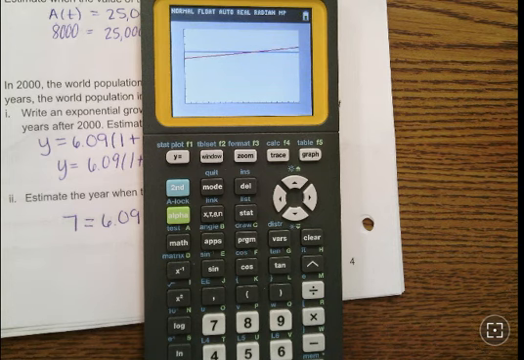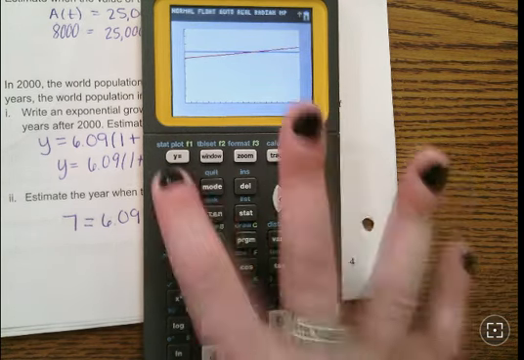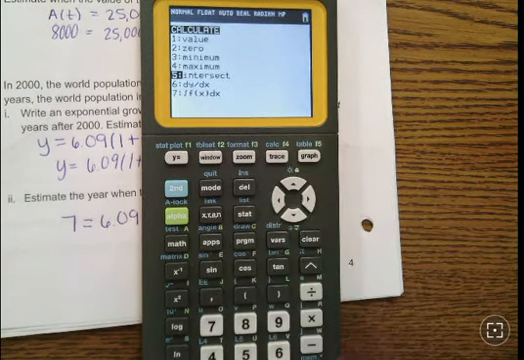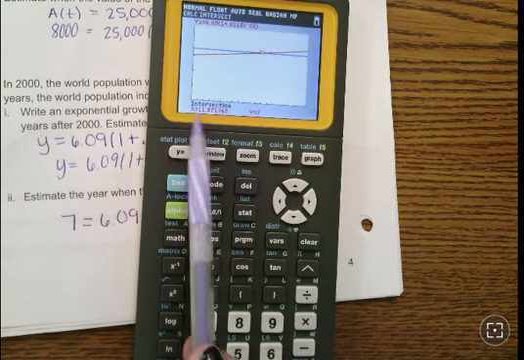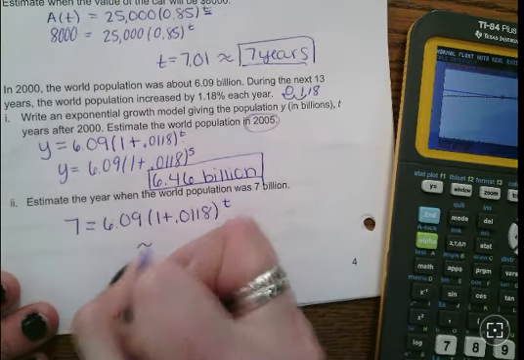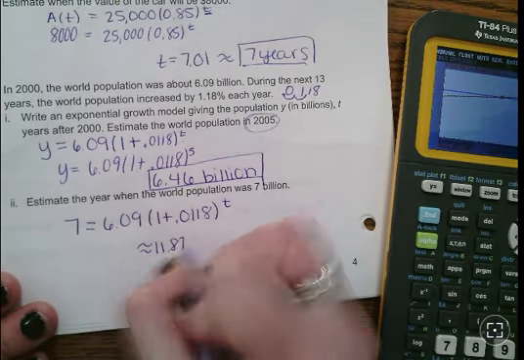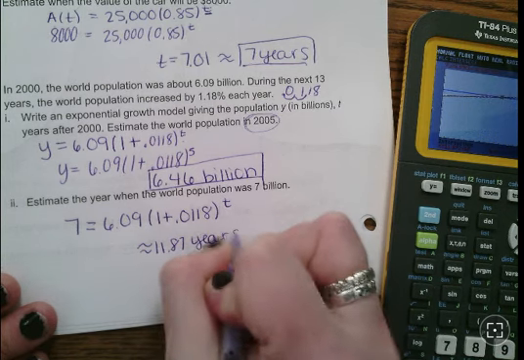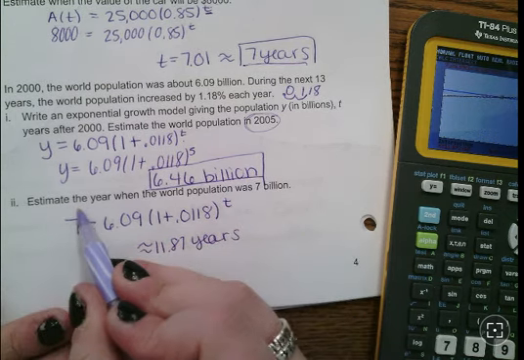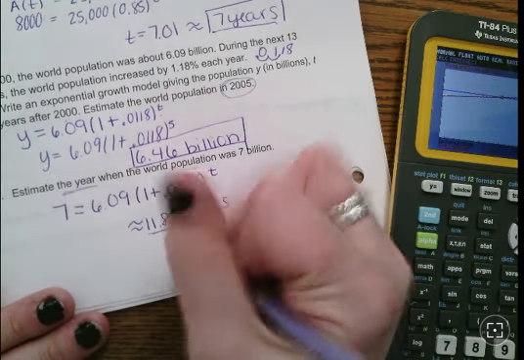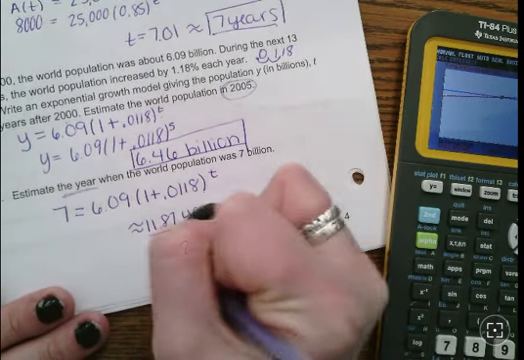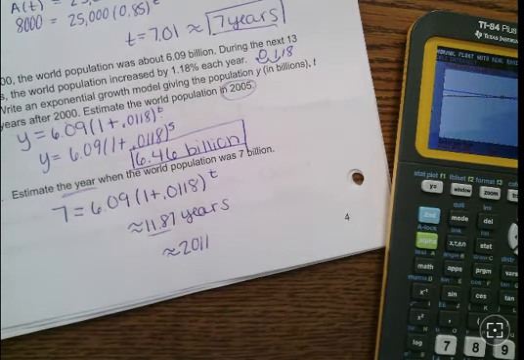So we're here, okay? And we're looking for that intersection. So second trace, intersect, and it's already there, it's already there, it's already there. Enter, enter, enter. And we're looking for this x value here at 11.87. So we're approximately 11.87 years, but it's asking to estimate the year. So we need 11.87 years after 2000. So it's going to be the year 2011 when this occurs.